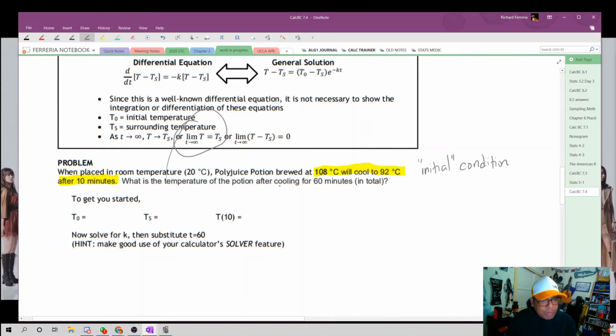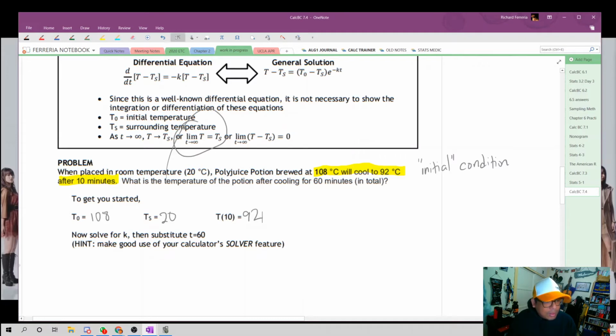What is the temperature of the potion after cooling for 60 minutes in total? So 60 minutes after we take it off of the fire, which is 50 minutes after we measured the temperature. So what is T naught? The initial temperature of that polyjuice potion was 108 degrees. What is the surrounding temperature? The room temperature is 20 degrees. And after 10 minutes, the temperature is 92 degrees.